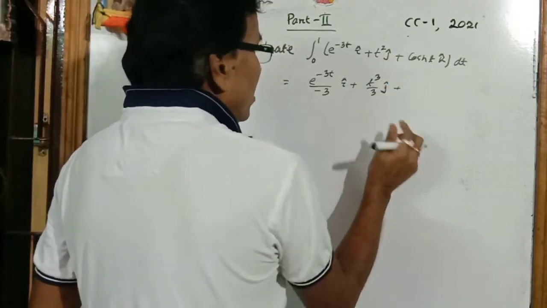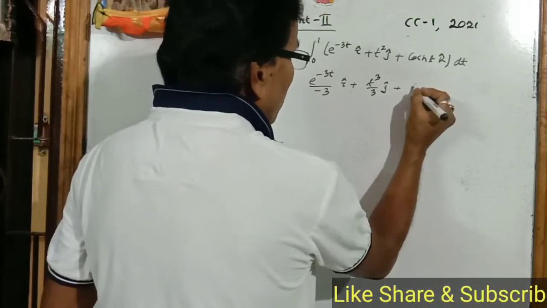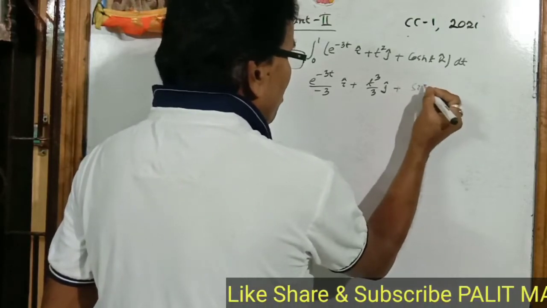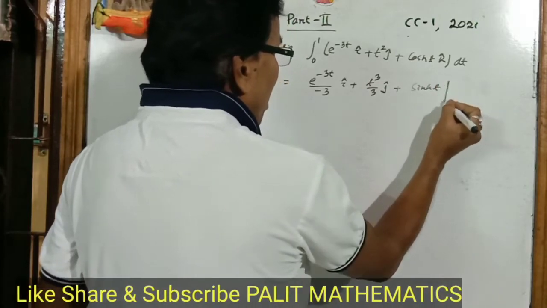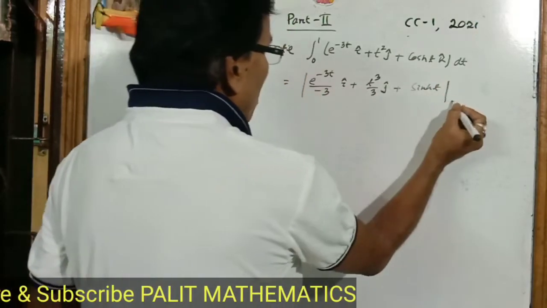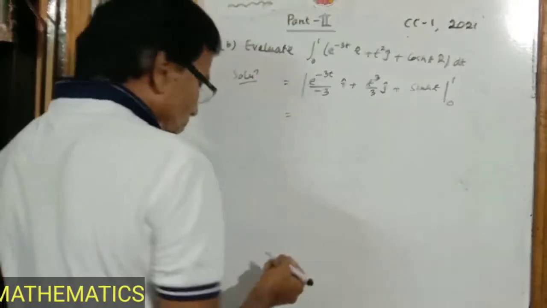plus the integration of cos hyperbolic t with respect to t. We know that it is equal to sine hyperbolic t. It is sine hyperbolic t, with limits from 0 to 1.